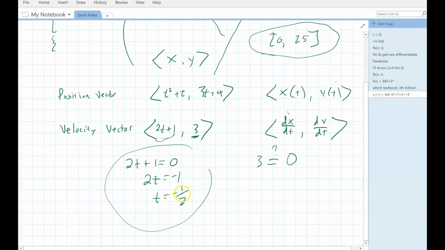Even if this is inside the domain, this still wouldn't mean the particle is not moving, because it's moving in the vertical direction. So if the time equals -1/2, the particle is moving straight up, because it's not moving to the left or right at all, since at t equals -1/2 the velocity in the horizontal direction is 0. Okay, so this would be the horizontal velocity, and this would be the vertical velocity.